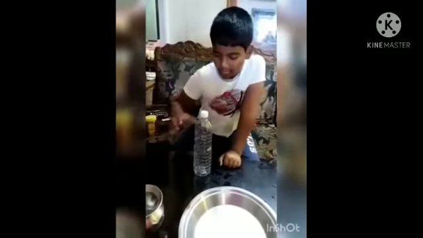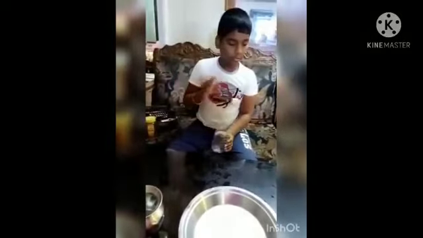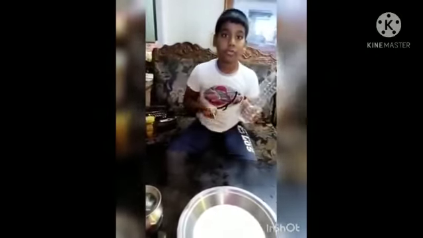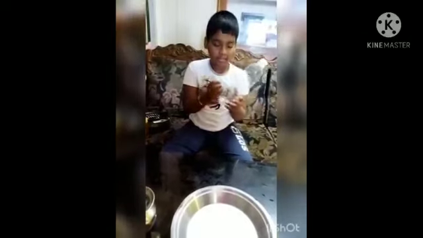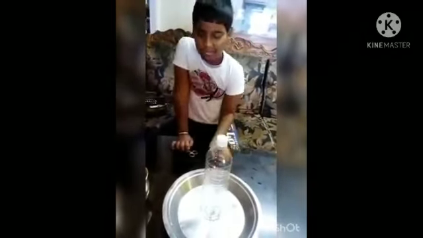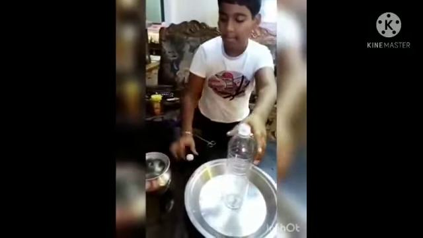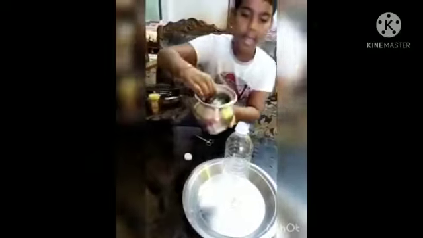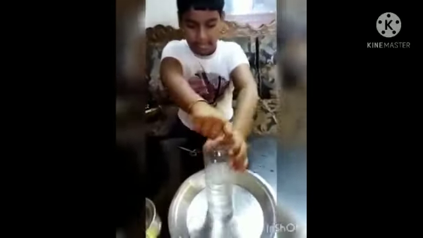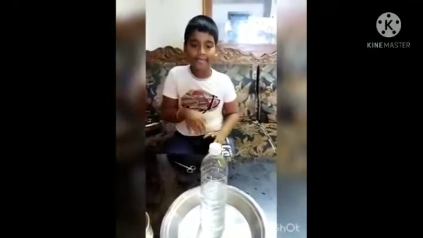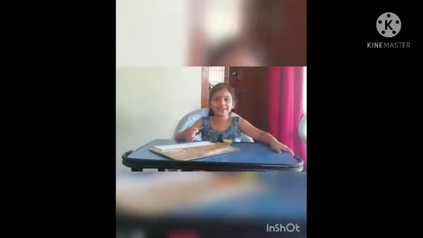Water to water bottle, make holes, three or four or five. I'm making three holes for seeing. I'm taking water. I'm closing the cap. I'm taking water and filling. I tie it there. Ma'am, I am doing number 2 activity.